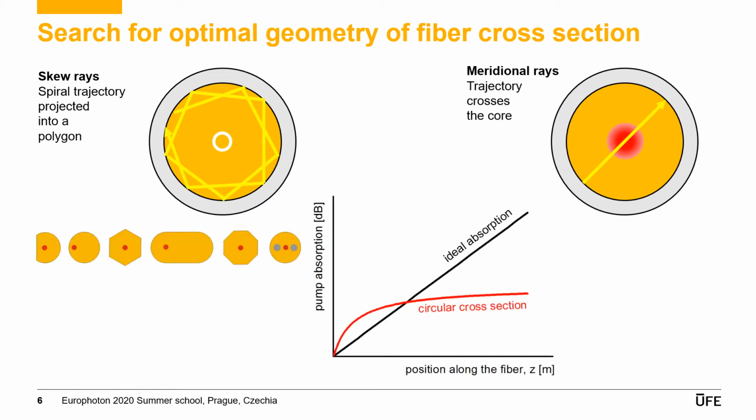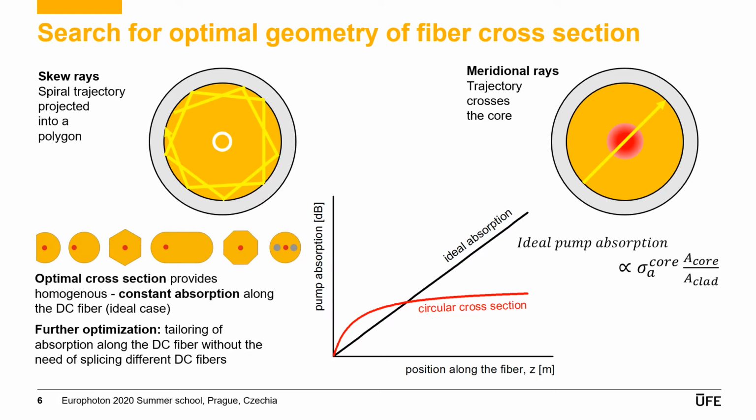They cross the core and transfer the energy from the pump to the laser signal. In fact, circular fiber cross-section is the worst case for the pump absorption. See the red curve here. At the beginning, meridional rays have good overlap with the signal core and transfer the energy to the signal. However, as they get absorbed, we have only skew rays that do not mix with the meridional rays, and so we get saturation of pump absorption.